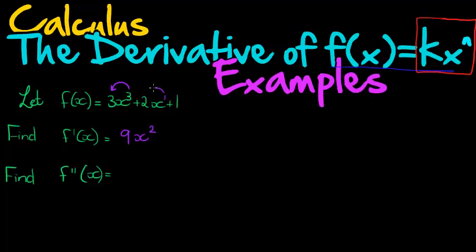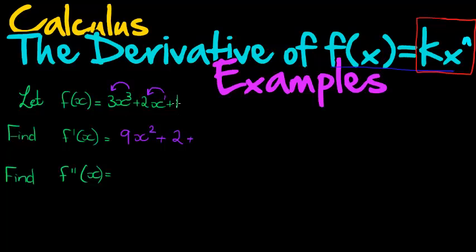Here we have 2x to the power of 1. 1 times the 2 gives me 2x. 1 minus 1 from the exponent gives me 0. x to the power of 0 is just 1, so there's no x's left here, it's just x to the power of 0.